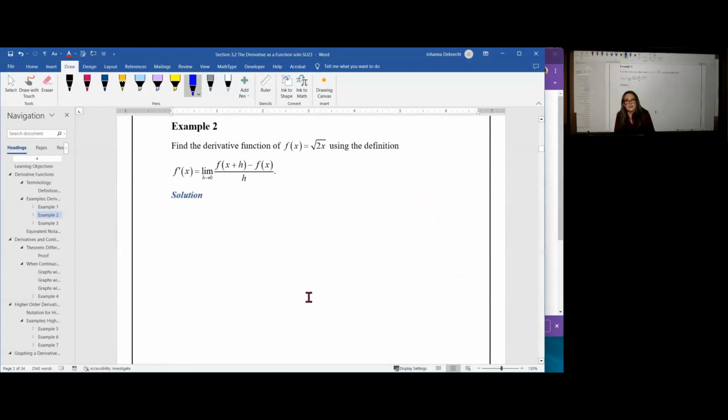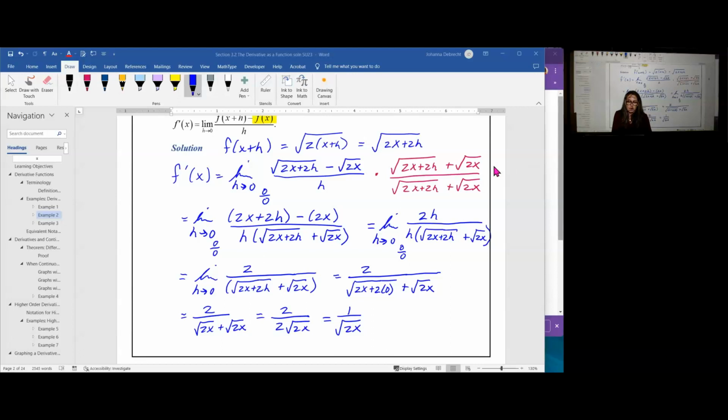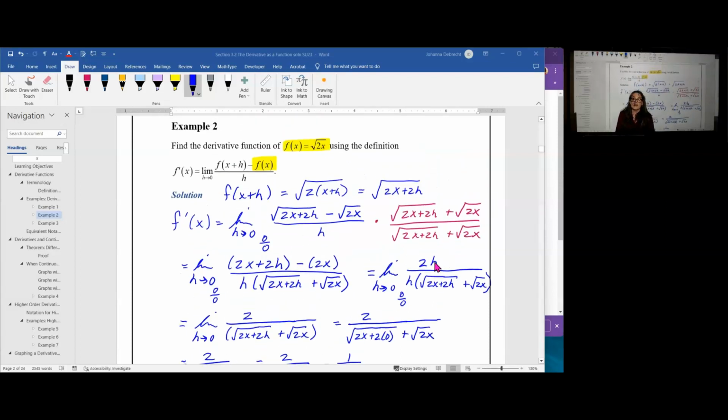Go ahead and pause the video, work this one out, then turn the video back on and we'll compare. Let's compare our results. In this particular problem, our function is the square root of 2x. We already know what f of x is going to be. There's nothing for us to compute there. Instead, we're going to start with f of x plus h and replace the x in our definition of the function with x plus h.